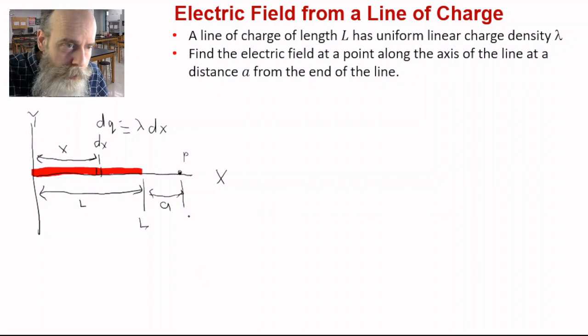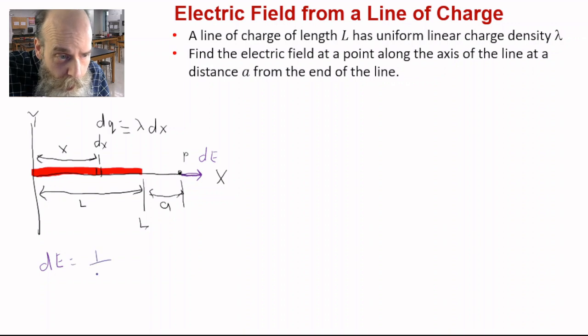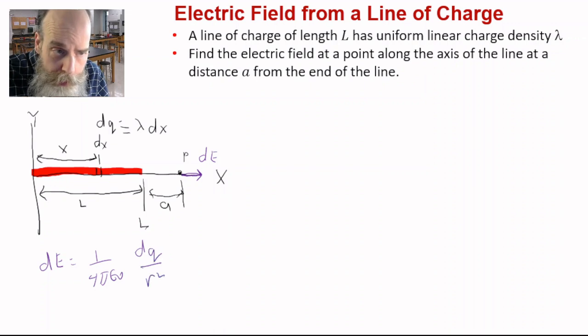The electric field produced by dx for a positive charge is directed along the x-axis to the right, and we'll call that dE. So let's write down what dE is. dE is 1 over 4 pi epsilon 0 dq over r squared, where r is the distance from dx to the point P. So it's this distance here.